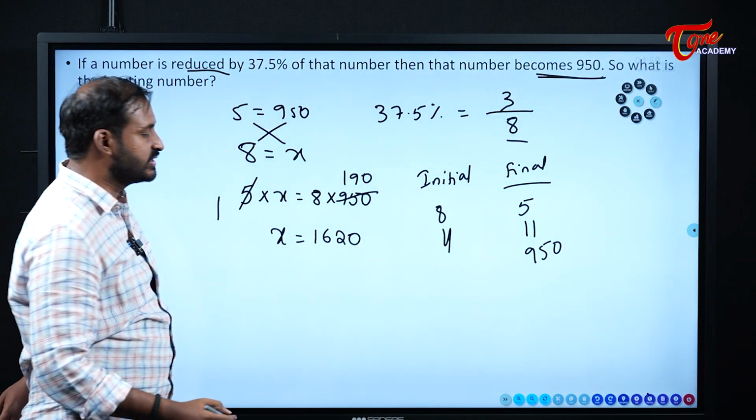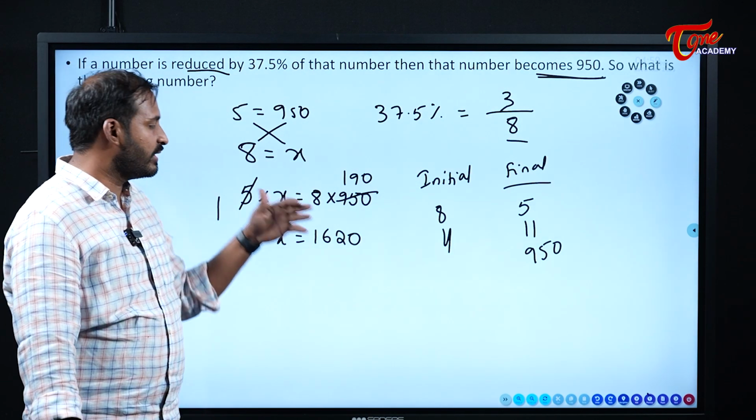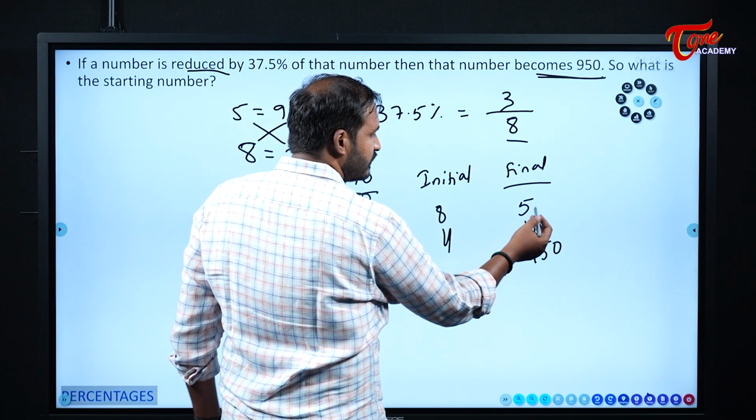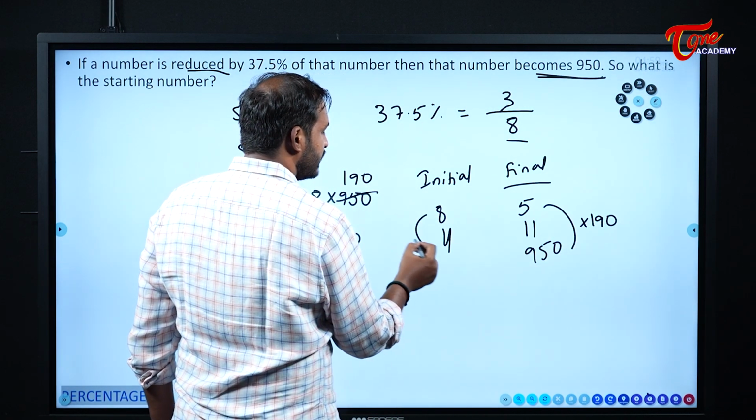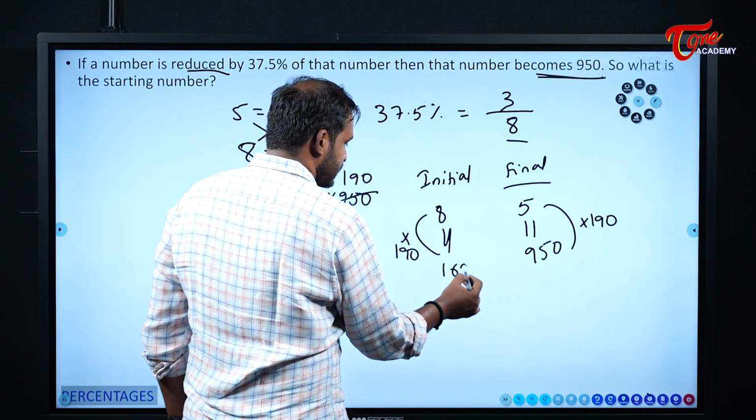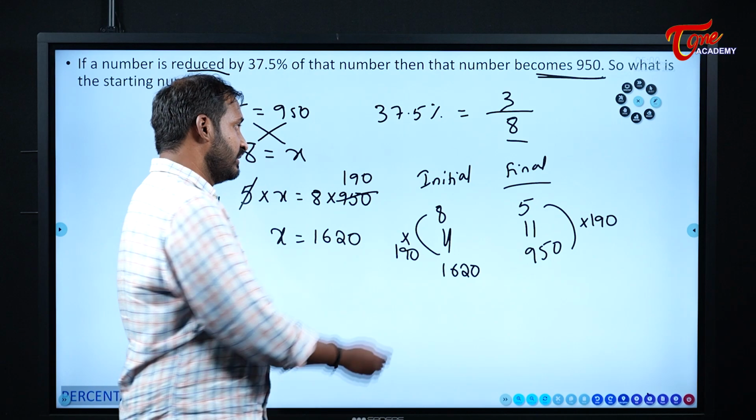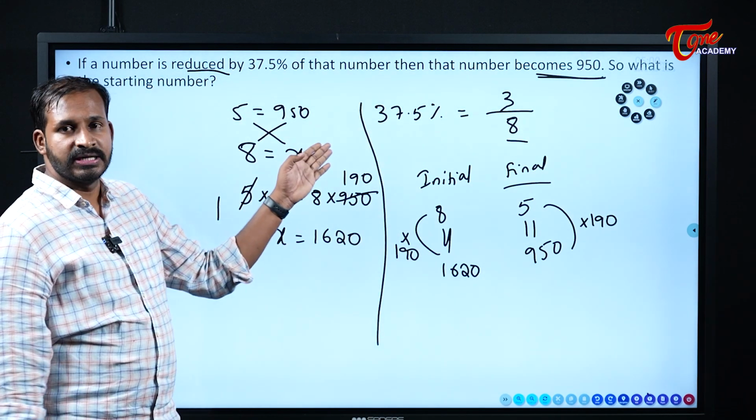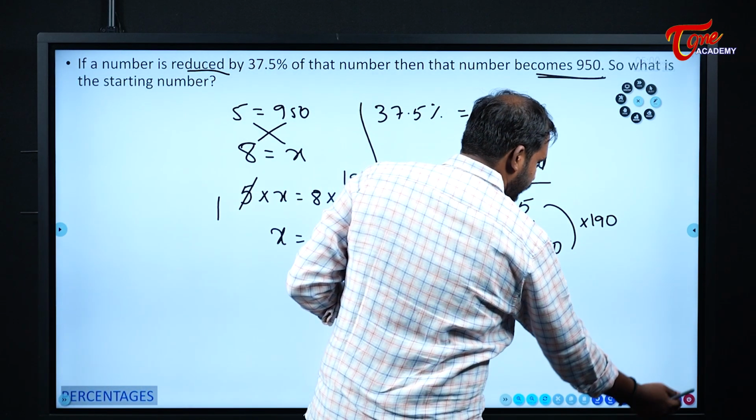1620. So the actual number is 1620. When it is reduced by 37.5%, it became 950. If you are really good, as I already told you, 5 into 190 is 950. So similarly here also, multiply with 190. You will get the same answer, 1620. If you are okay with this, go with this, else also no problem. 5 parts is 950, 8 parts is how much? Simply calculate in any one of these two methods.